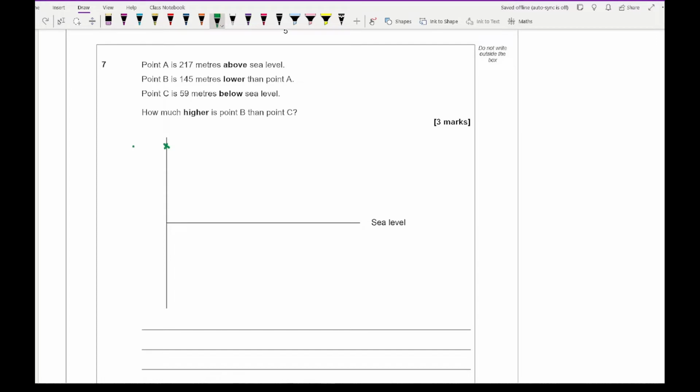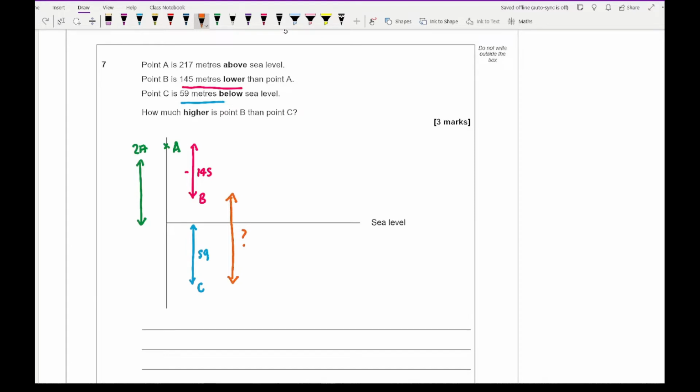So A, if we imagine this is 217, this distance here, then that is where A is going to be. Now, it says that point B is 145 meters below A. So this distance here, 145, and that is where B is going to be. And C, it says, is 59 meters below sea level. So that there is going to be 59. These things are not to scale. Now what the question's asking is, what is this distance here going to be?